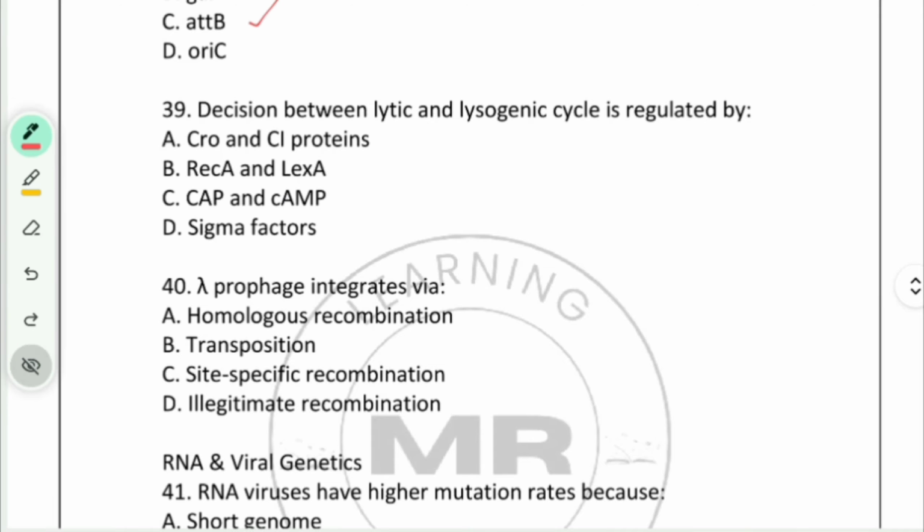Question 39. Decision between lytic and lysogenic cycles is regulated by. Options are A. Cro and cI protein, B. RecA and LexA, C. CAP and cAMP, D. sigma factors. So the correct answer for this question is option A, Cro and cI protein.